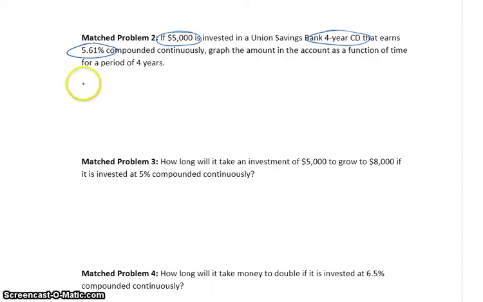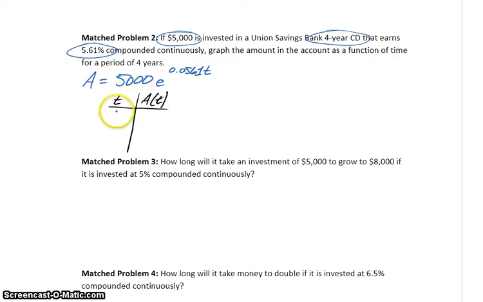So let's start off with just constructing our continuously compounded interest formula. So $5,000 invested at a rate of 0.0561 for t years. So essentially what we're interested in is a table of values that would give us the amount after time t for 0, 1, 2, 3, and 4 years. So we want these corresponding values.